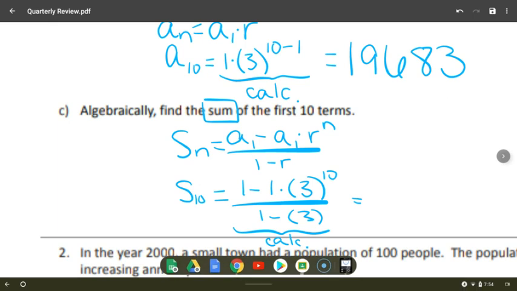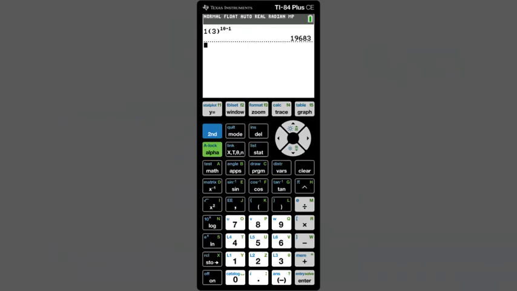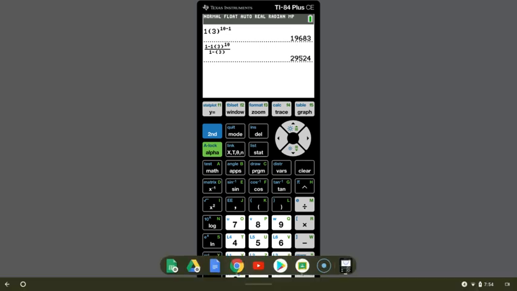I suggest when we do this that we use the fraction button. So alpha, Y equals. Alpha is the green button, Y equals is the top left. Choice 1 gets you a fraction. And then type it in this way. I think you are less likely to make a mistake. Oops. Unless you type it in wrong like me. Hit enter, and there is your answer, 29,524.